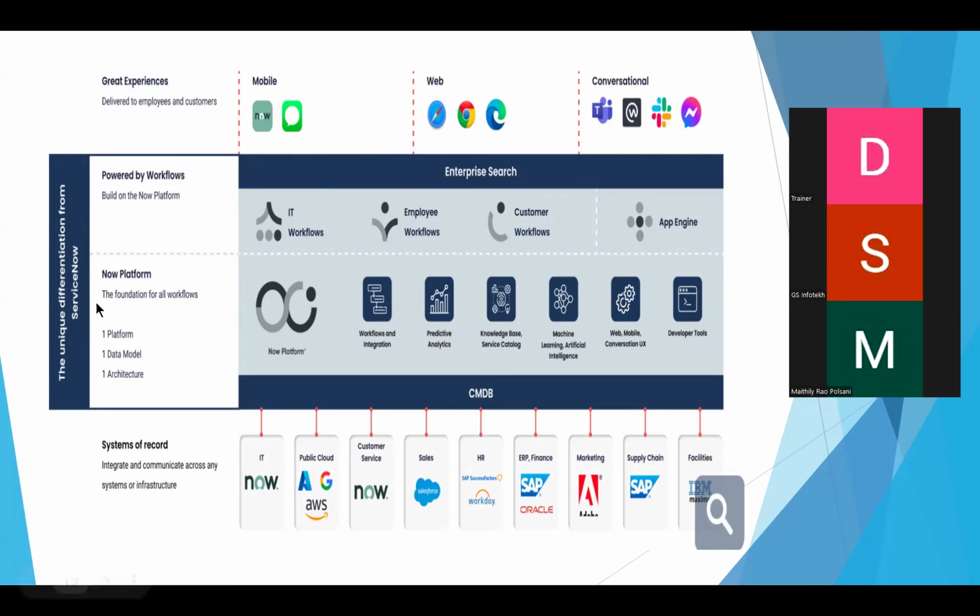And it is one platform, one data model, and one architecture. So the foundation of all the workflows in ServiceNow is this platform, and it is one platform, one data model, and it follows one architecture. Here in ServiceNow, we have workflows, integrations, and predictive analytics. So it has the ability to integrate with AI. We have something called Gen AI, and then we have Now Assist, knowledge bases, catalogs, machine learning, everything.